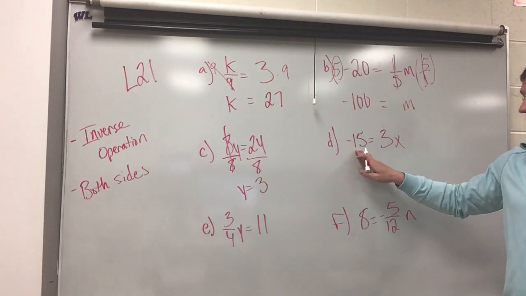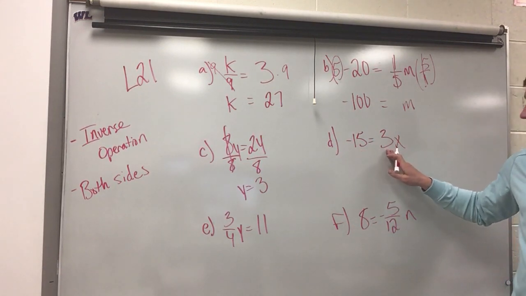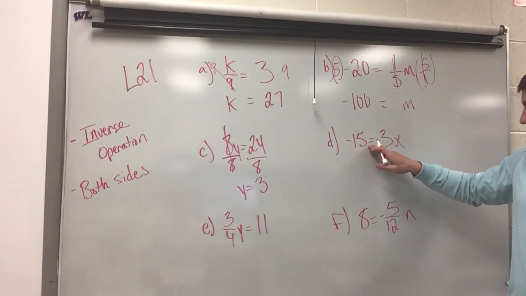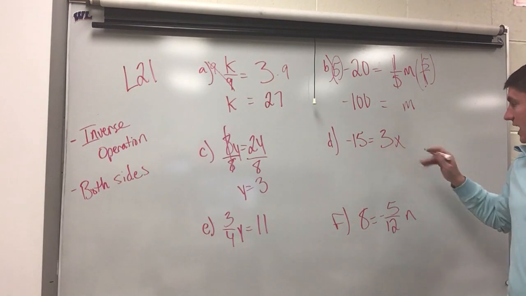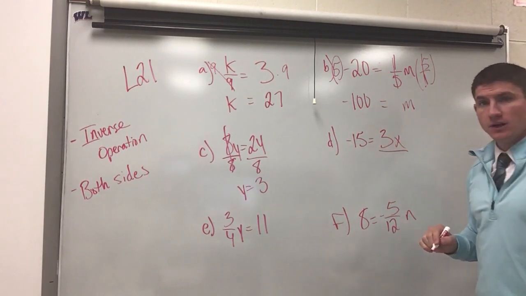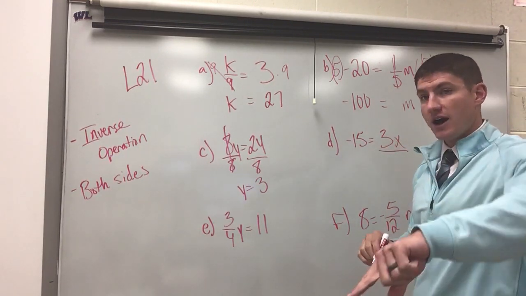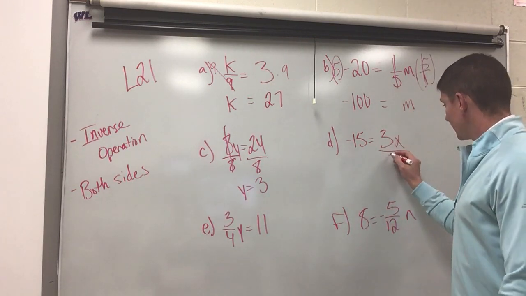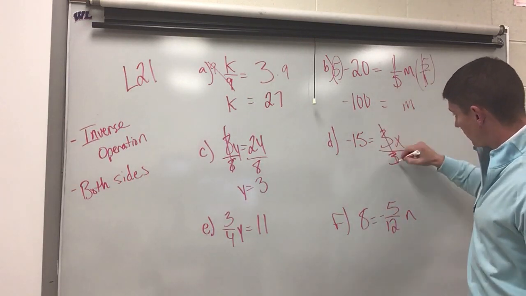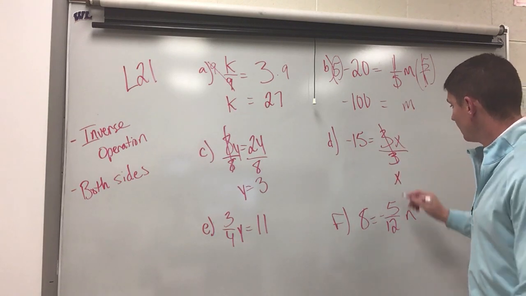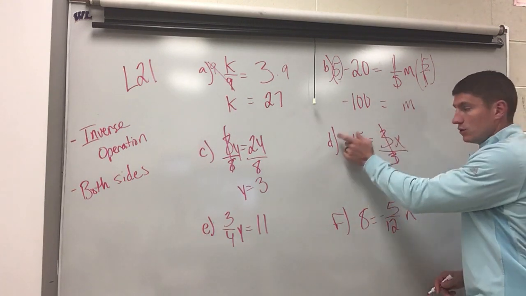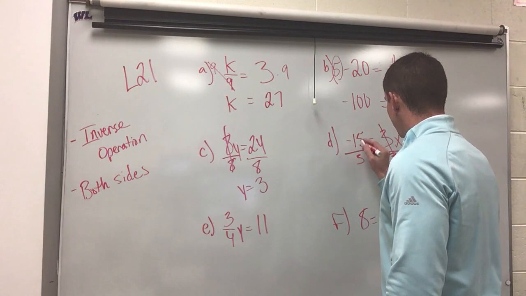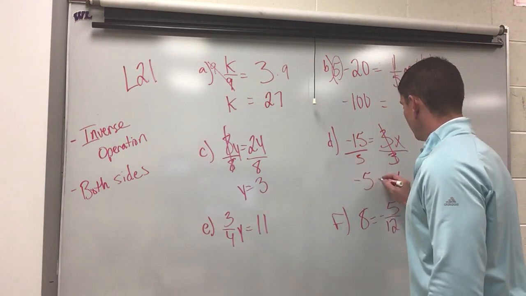Letter D, negative 15 equals 3x. Negative 15 equals 3 times x. It says 3 times, so I do the opposite operation. The opposite of times is divide. So we're going to divide, 3 and 3 would cancel. X left all by itself. What I did to this side, I have to do to this side. So negative 15 divided by 3 should give me negative 5.